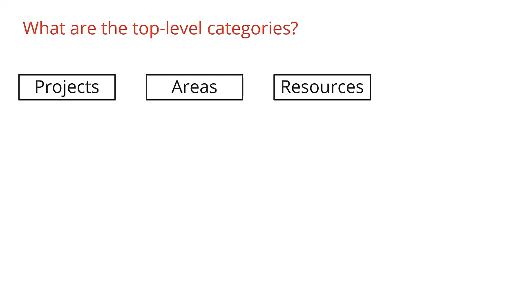Then you would have resources. Now the resources are things that you're going to refer back to regardless of what the project is or the area in your life. An example that I would have, for instance, is I have a library of ebooks that I like to consult when I want to check on things, and it's not necessarily attached to a single project, so it makes sense to store them in their own area.